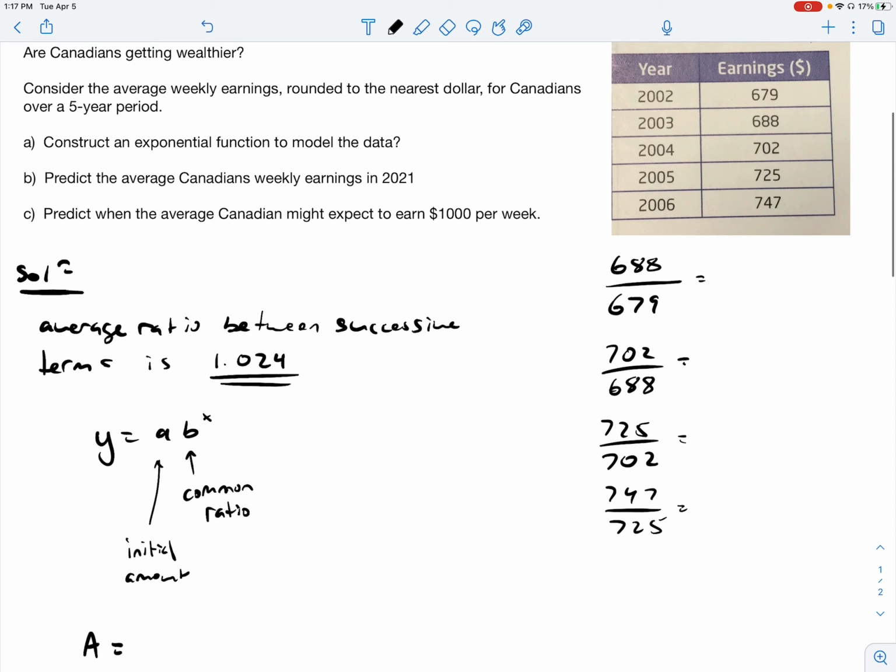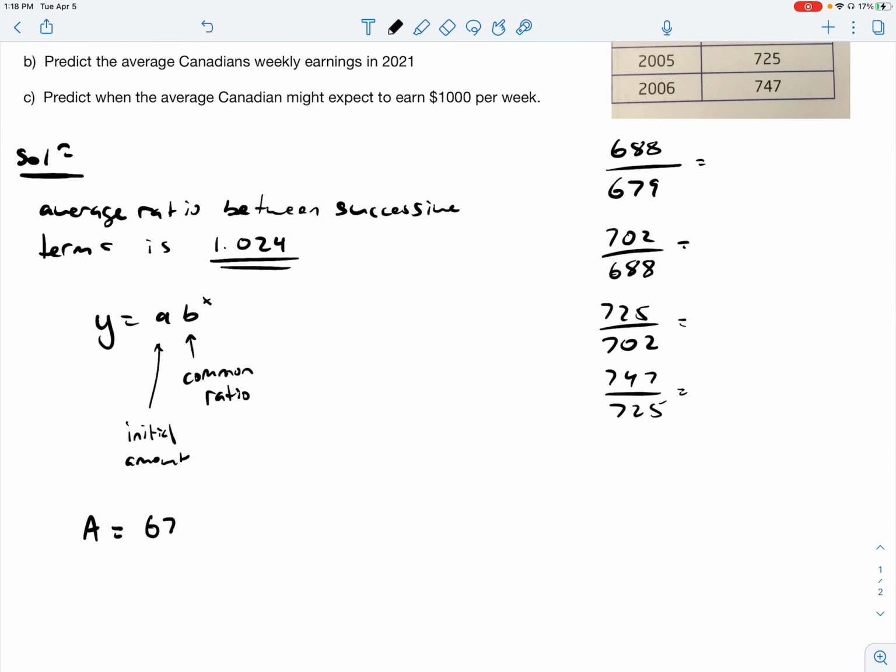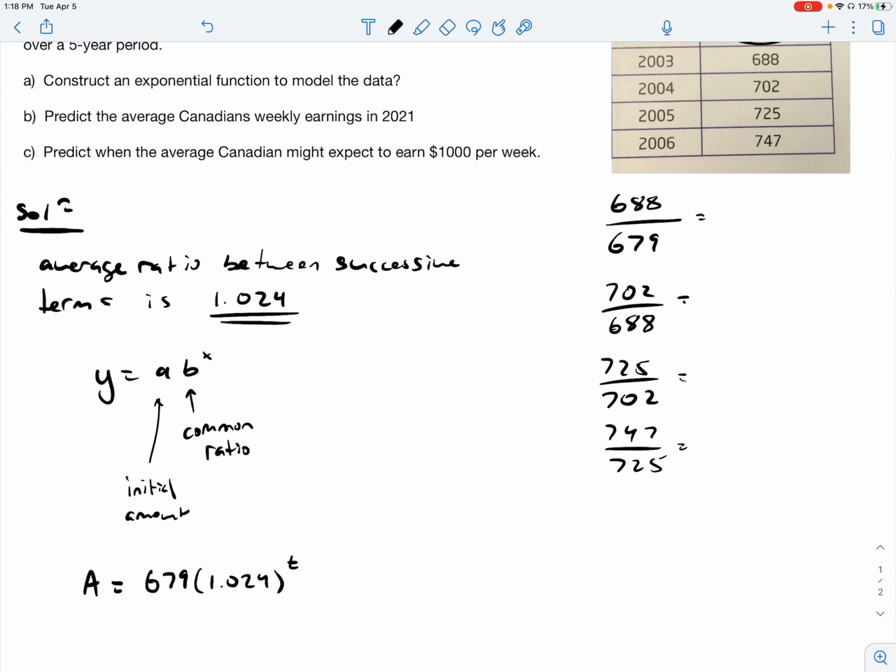And my initial amount that I start with is 679. That's at time 0. My base of the function is 1.024. And then my exponent can be t for time. Time is in years.